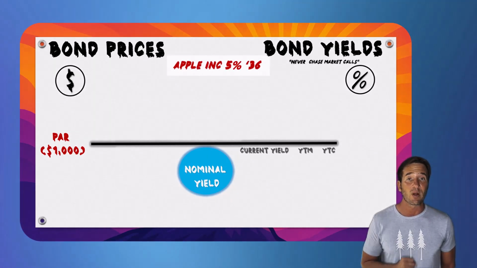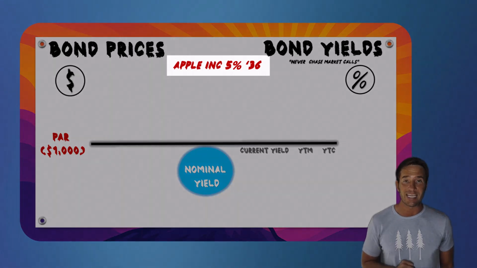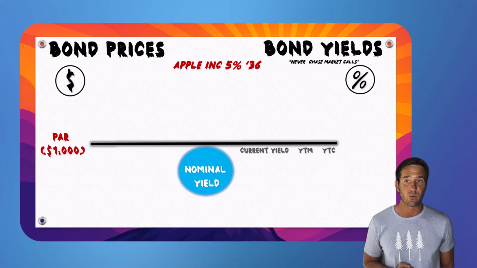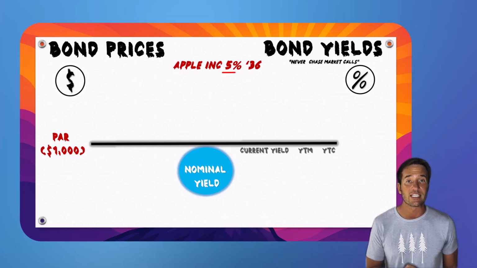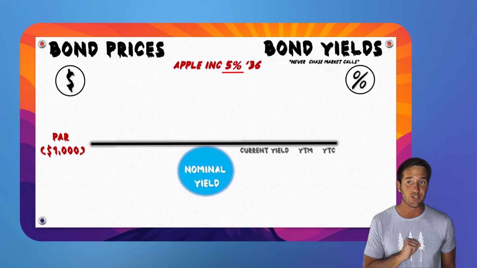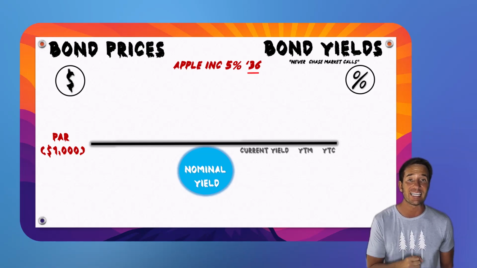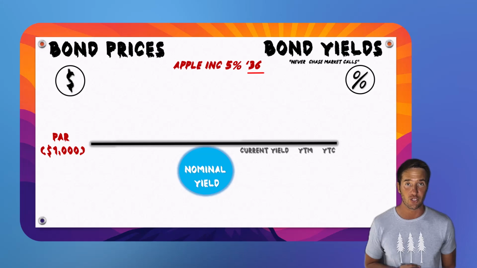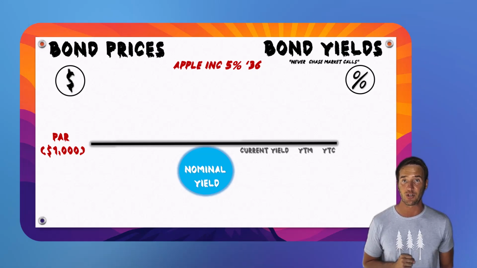All right, so this is what a bond quote looks like. Apple Inc., 5%, 36. What does that mean? Let's break it down quickly. Apple is the issuer. The first number preceding the issuer is always the coupon, the bond's tattoo. So that 5%, that's the coupon rate. And then the number preceding that is always going to be when the bond matures. So this bond matures in 2036, so we're looking at a 10-year maturity on it.